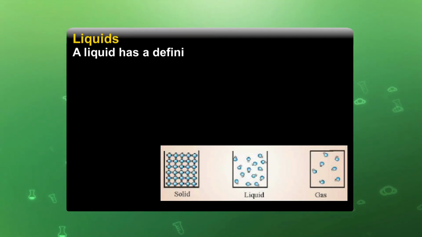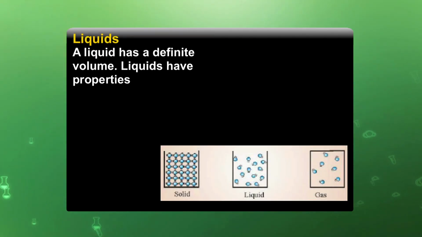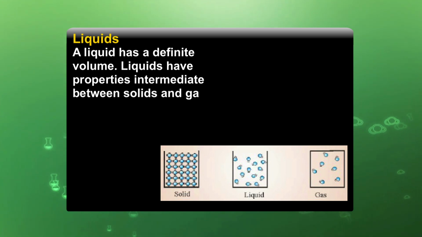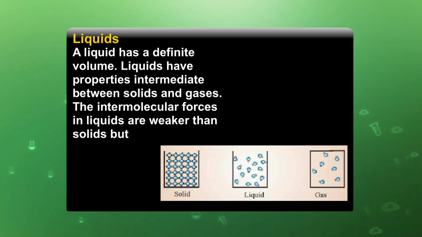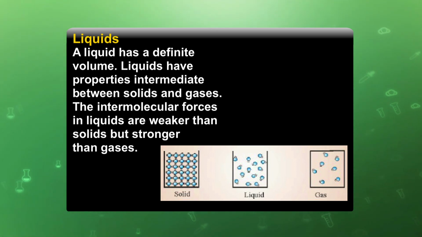In the same way, the liquids. A liquid has a definite volume. Liquids have properties intermediate between solids and gases. The intermolecular forces in liquids are weaker than in solids, but stronger than in gases.